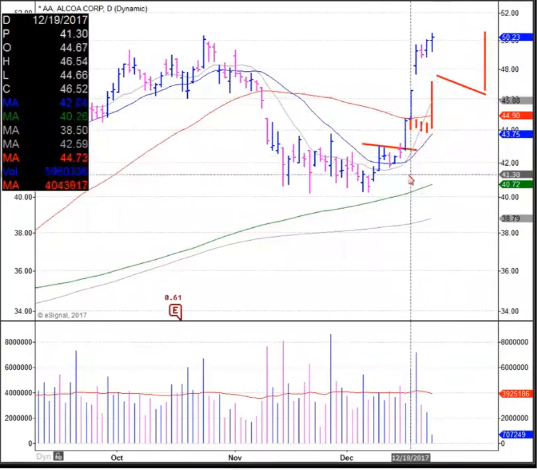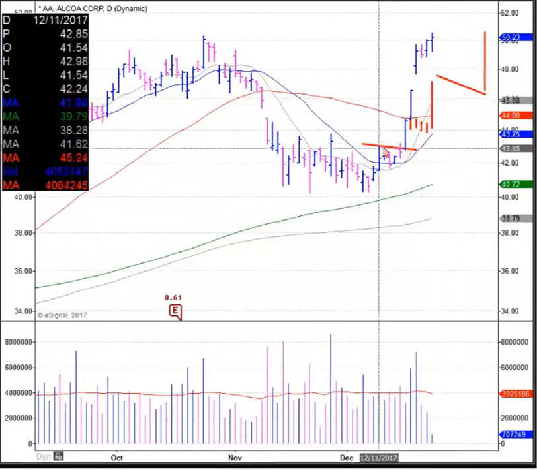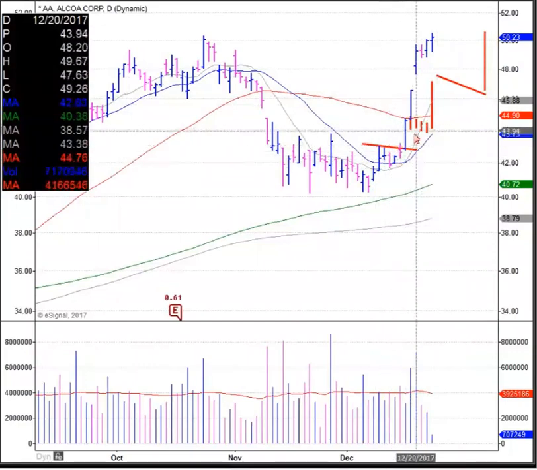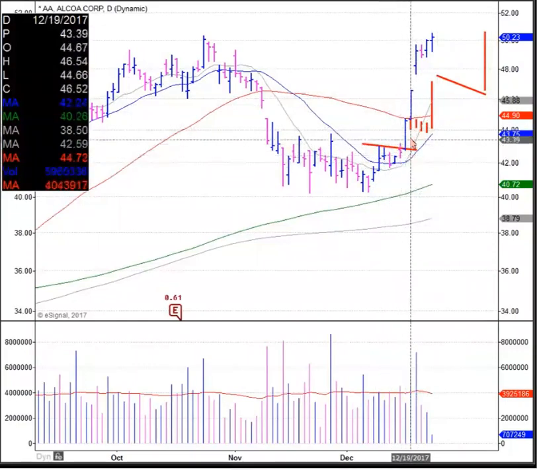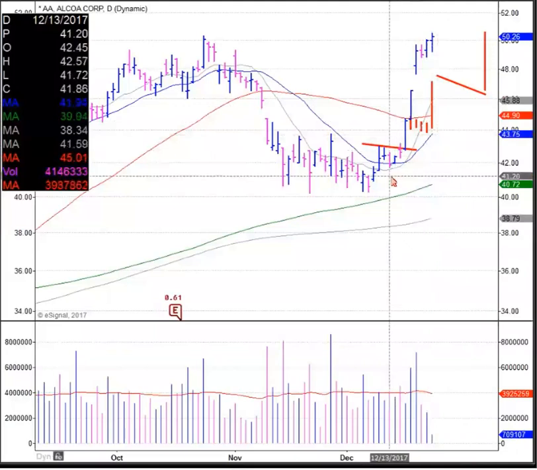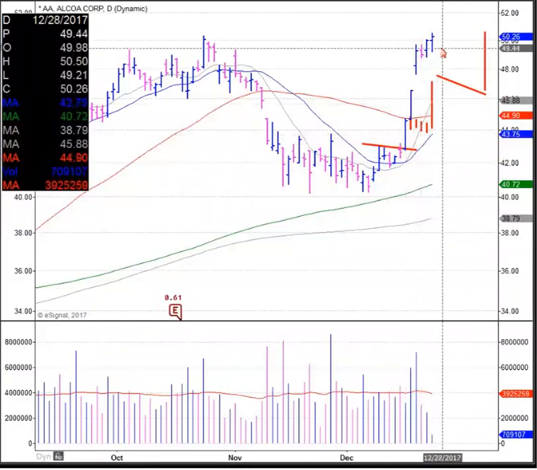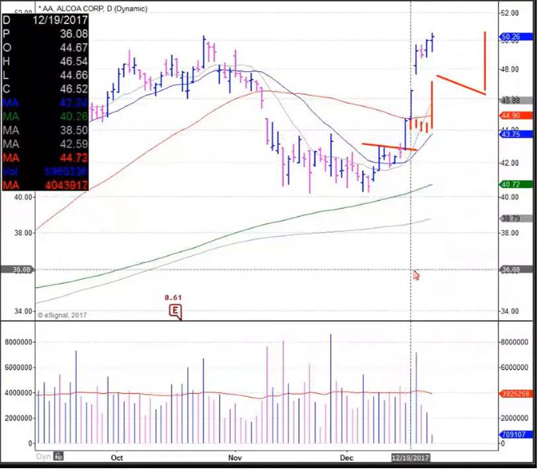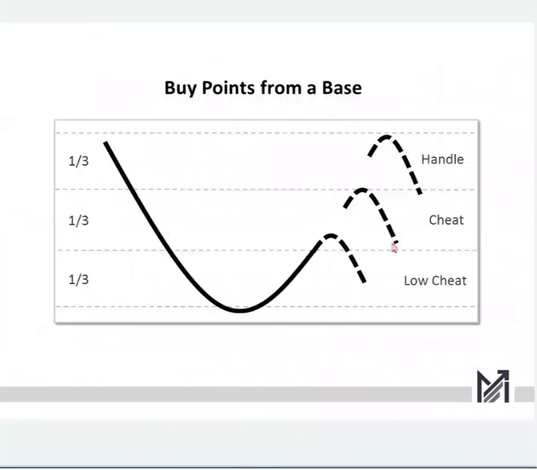But down here, you've got a nice little pivot setting up, and you buy some here. If it doesn't set up the other pivots, you have a portion of your position in. So that's a good example of a recent low cheat that is set up. Now, again, you could put your whole position on at the low cheat. It doesn't mean you have to scale.